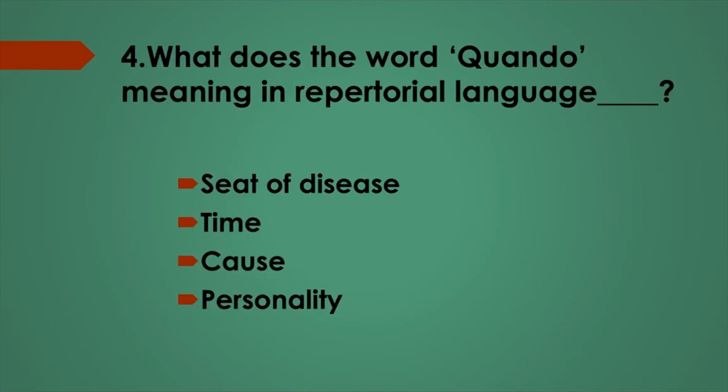Question number 4. What does the word quando mean in repertorial language? Option A, seat of disease. Option B, time. Option C, cause. Option D, personality. Answer option B, time.